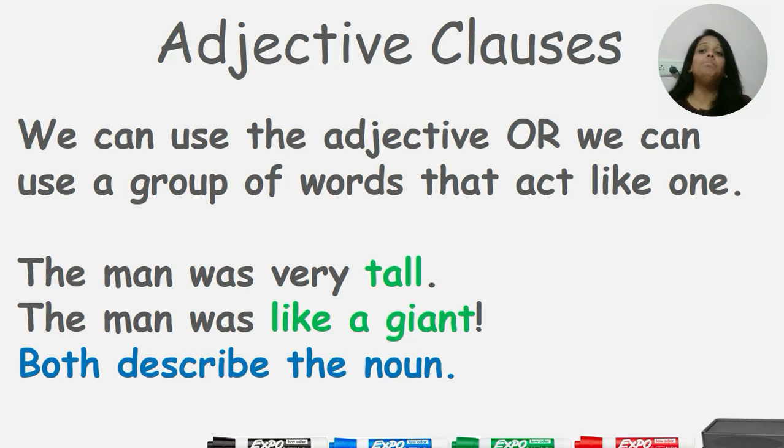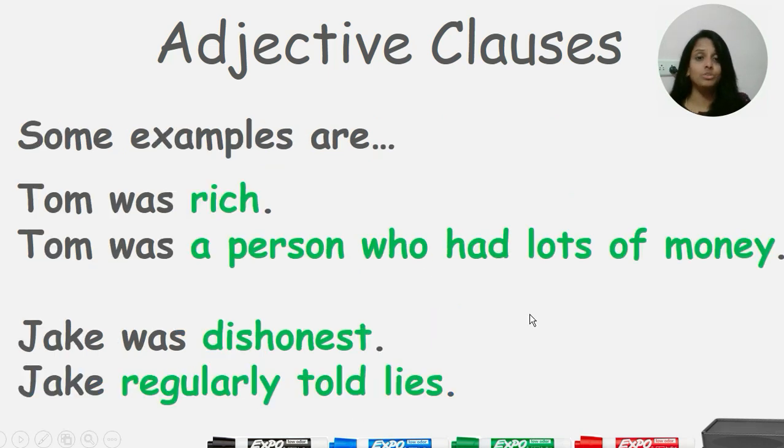The same rule is applicable for adjective clauses too. You can use the adjective or you can use a group of words that act like one. The man was very tall. The man was like a giant. So instead of saying tall, I can use the group of words like this, like a giant. That means tall, huge, right? So both describe the noun. So these are adjective clauses.